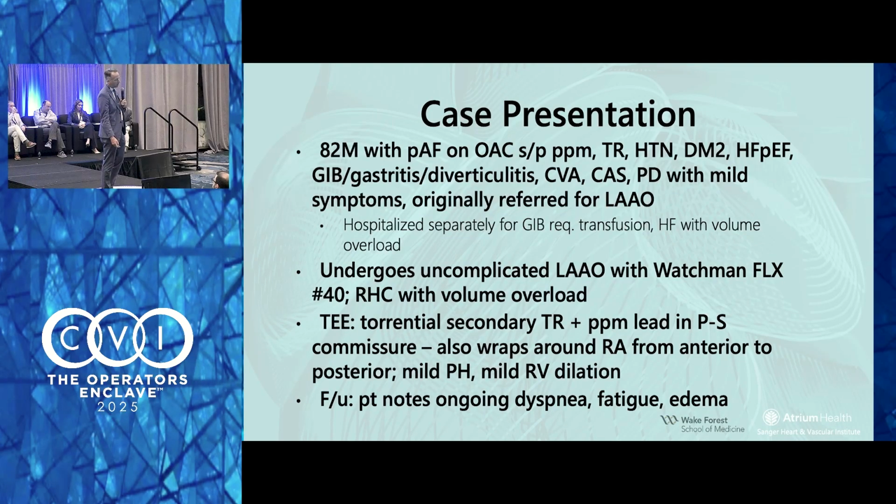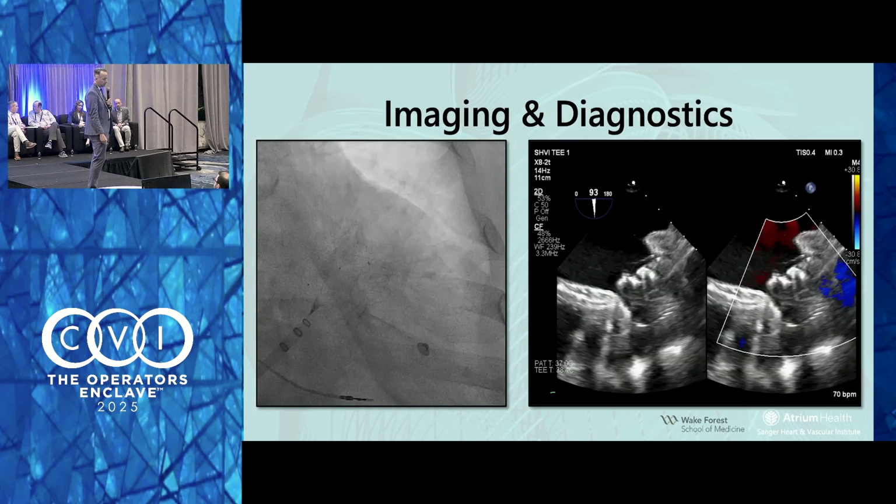During the time of the procedure, we just wanted to see where his hemodynamics were at because he was having all these hospitalizations, clearly showed volume overload. During the procedure, which was TE guided, showed torrential secondary TR with a pacemaker lead in the posteroseptal commissure, but there was a lot of excess lead that was sort of wrapping around the right atrium that made the imaging a little bit difficult. Some mild PH and mild RV dilation. In follow-up, the patient was doing well from a Watchman standpoint, but noted ongoing dyspnea, fatigue, and edema.